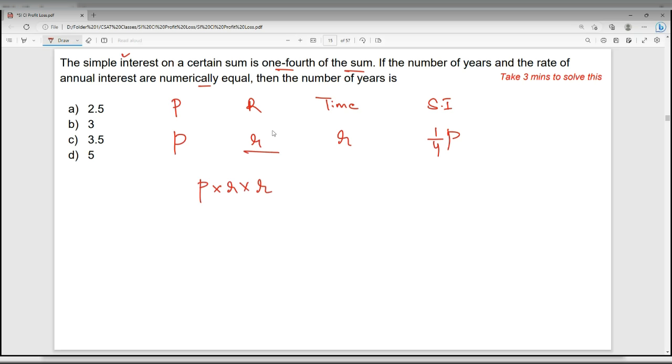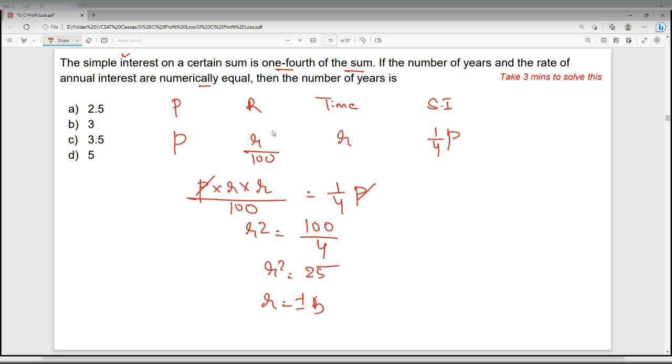P into R into R divided by 100 is equal to 1/4 of P. P gets cancelled. R square is equal to 100 by 4. This is R square is equal to 25. And R is equal to plus or minus 5. That is root of 25. Since the time cannot be negative, R is equal to 5. So the time period is 5 years. Correct option is option D.